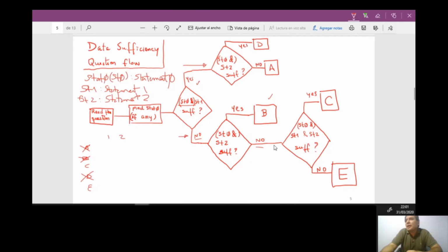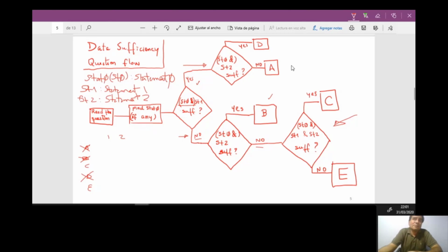Okay? Why? This is simply because you do this step here only when the statements 1 or 2 are not sufficient independently. You never combine the statements if one of them is sufficient on their own. Okay?